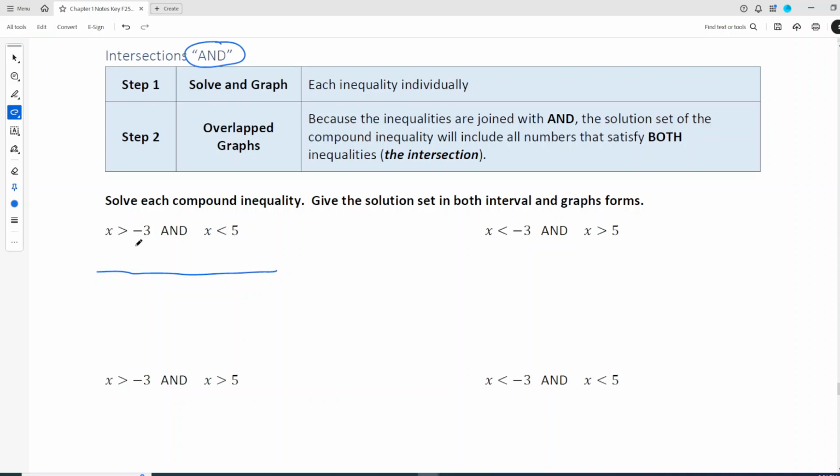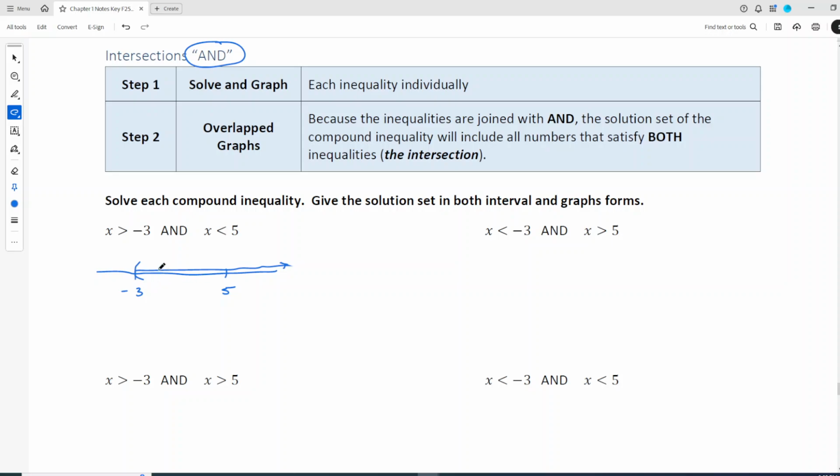x < 5. We're going to start with the fact that the number -3 is smaller, so we're going to put it on the left, and the 5 is bigger, so we're going to put it on the right. When I'm graphing x > -3, that's going to be a round bracket, and then greater than is an arrow going to the right. So these are all the values that are greater than -3.